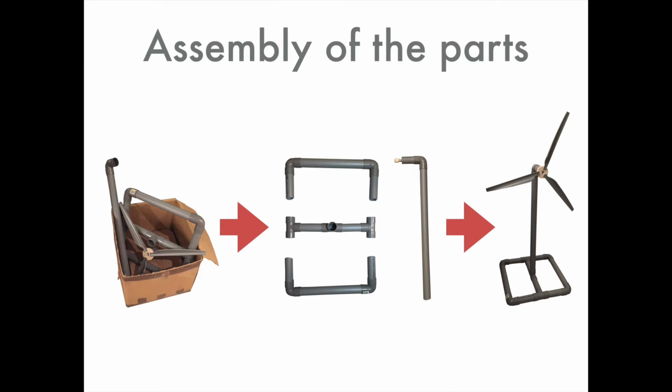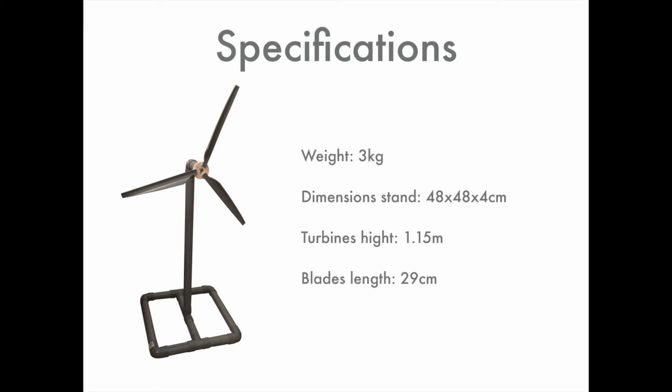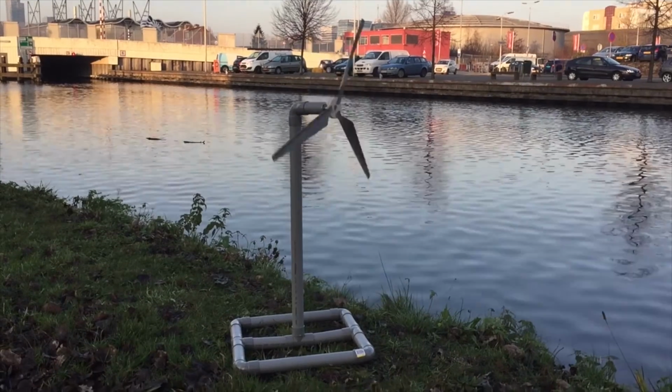The electronics will be protected in the upper part. The final concept weighs 3 kilograms. The dimensions of the stand are 48 by 48 by 4 centimeters. The turbine's height is 1.15 meters and the length of the blades is 29 centimeters. Now I will show you a video of the testing we did.